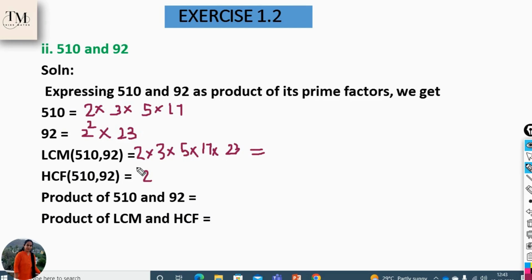Okay. So we have to calculate LCM. So 2 3s are 6. So 6 5s are 30. Is it right? No. I haven't written the greatest power. So for 2, the greatest power is 2. Okay.